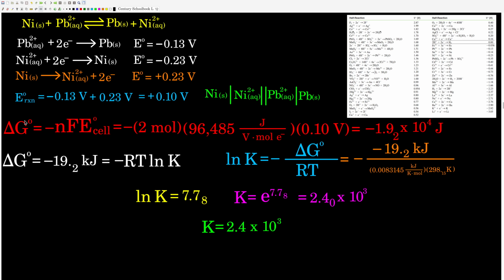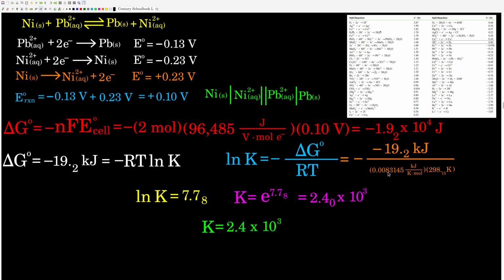Right? So anyway, we calculate delta G0, negative 119.2 kilojoules. Okay, that gives us our delta G0. To get the K, we use the fact that delta G0 equals negative RT ln K. Delta G0 is negative 19.2 kilojoules. The negatives cancel here, and we plug our values in.